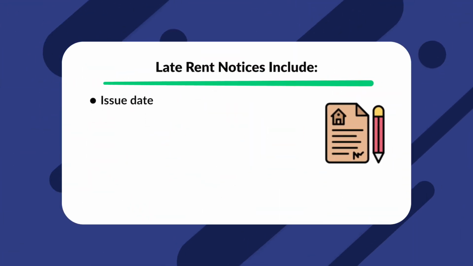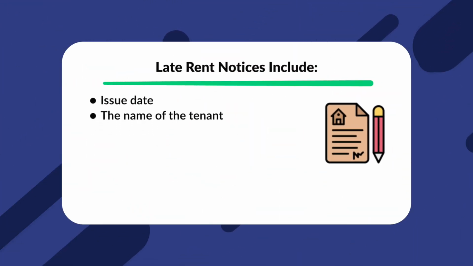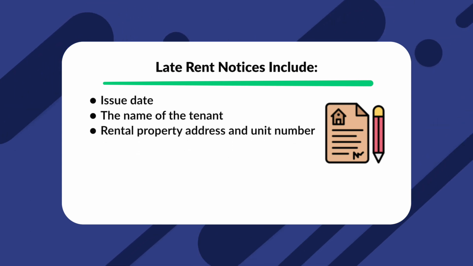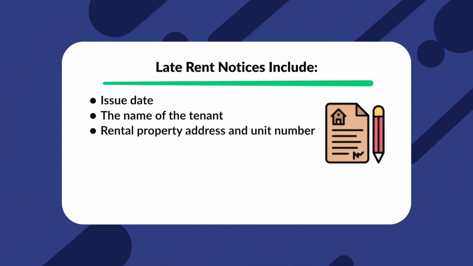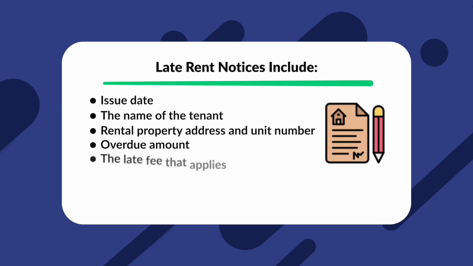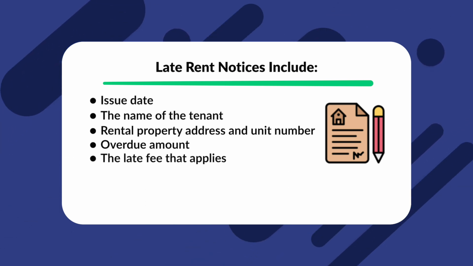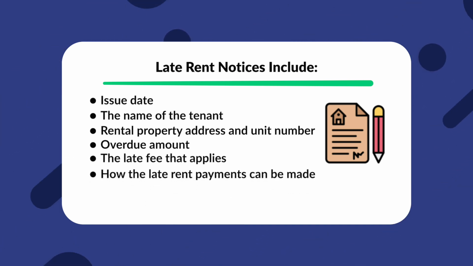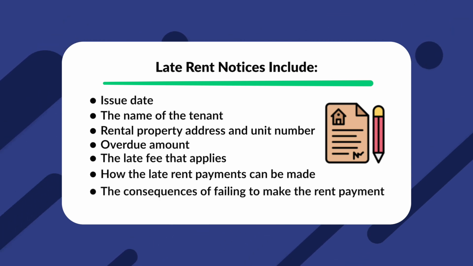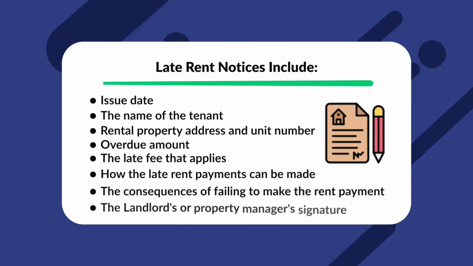Issue date, the name of the tenant as it appears on the lease agreement, rental property address and the unit number if it applies, overdue amount, the late fee that applies as stipulated in the rental agreement, how the late rent payments can be made, the consequences of failing to make the rent payment, and the landlord or property manager's signature. Keep in mind that the late fee that applies will depend on the laws in effect in your state, so it's important to do your research.